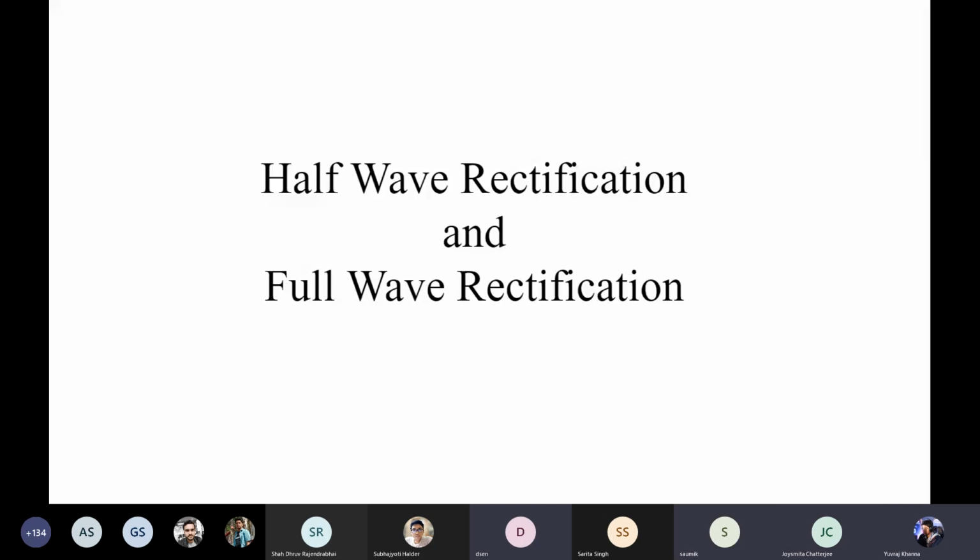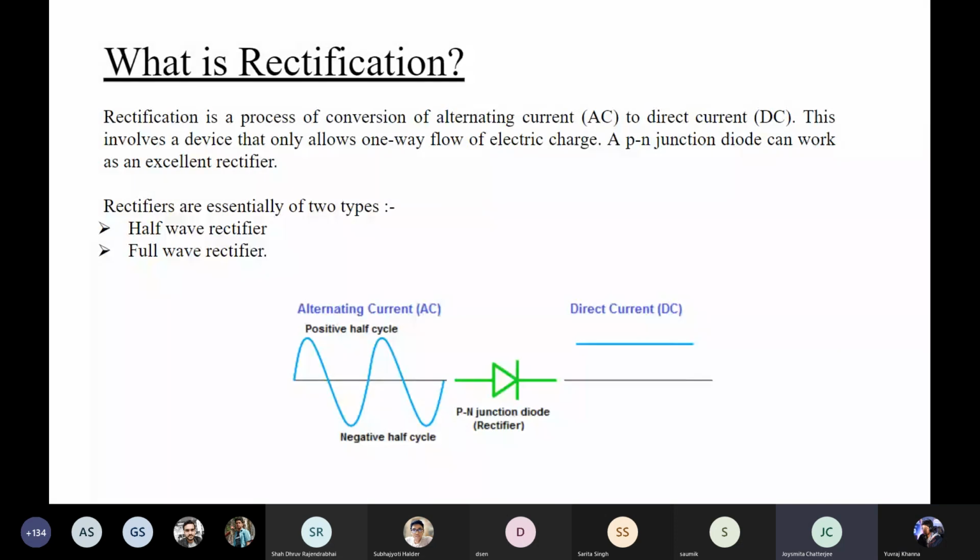We have studied the junction diode characteristics. Now we'll go to the rectification part. Here we are going to study two types of rectification, half wave and full wave. Rectification is the process of converting an alternating current to a direct current, and a rectifier is a device which does this. A PN junction diode works as an excellent rectifier, as it converts an alternating current to a direct current.